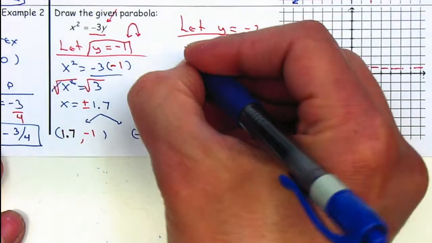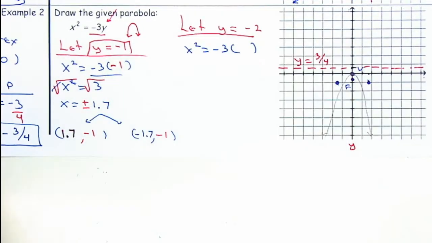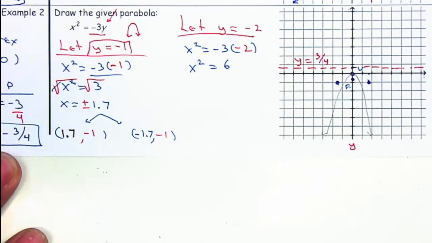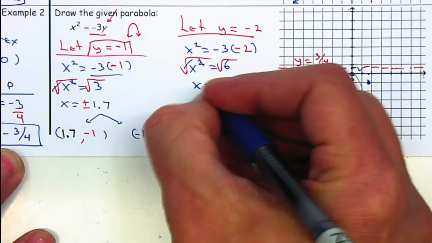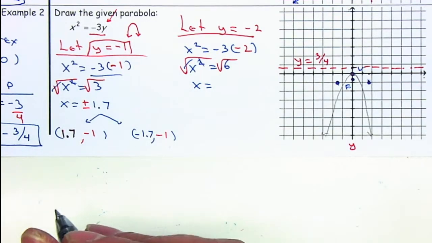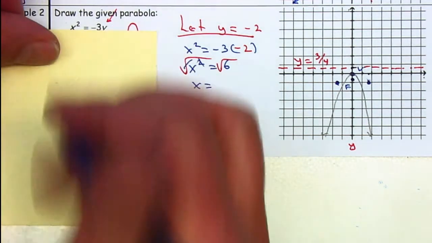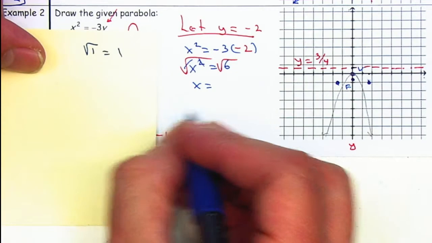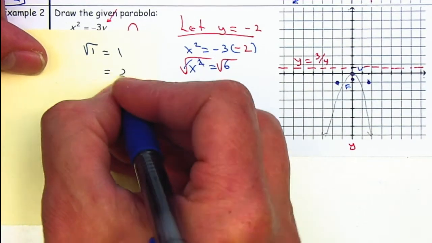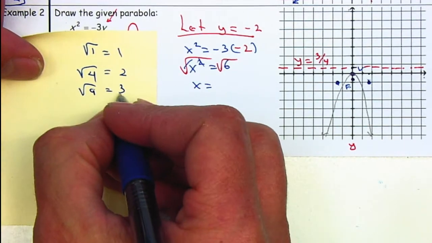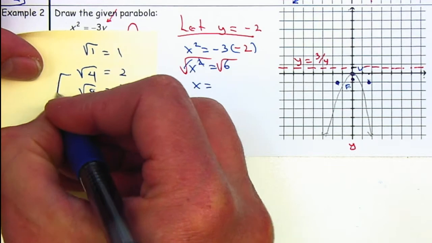So I have x squared is equal to negative 3, but instead of the y it will be a negative 2. That will give me x squared is equal to 6. To get rid of the square, I'm going to take the square root on both sides. The square and the square root cancel, so x is equal to the square root of 6. Now, what is the square root of 6? The square root of 1 is 1. That's too low. The next perfect square, 2 squared, is 4. 3 times 3 is 9, so the square root of 9 is 3. So the square root of 6 is between the square root of 4 and the square root of 9.